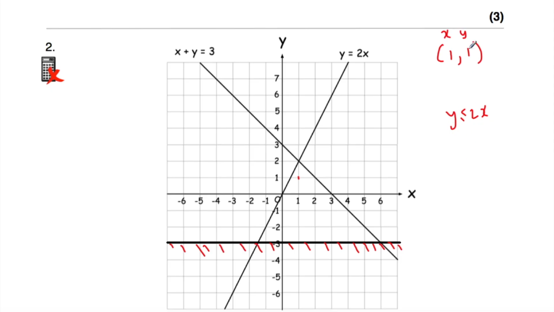So y is 1. And then we've got y less than or equal to 2 times x. So 2 times 1 would be 2. And is 1 less than or equal to 2? Well, yeah, 1 is less than 2. So that means the point (1, 1) is on the side of the region that we're going to accept.